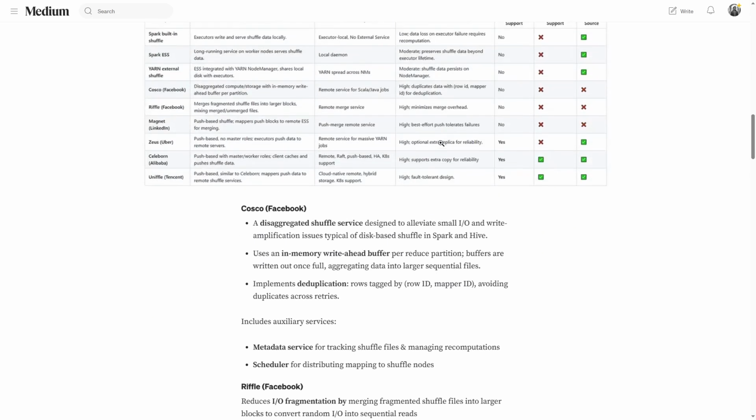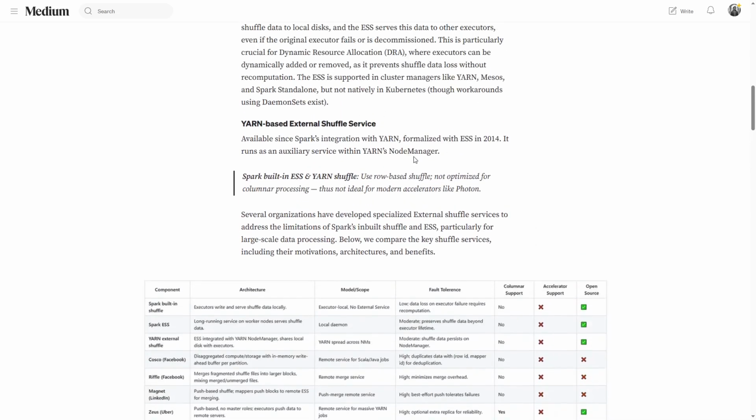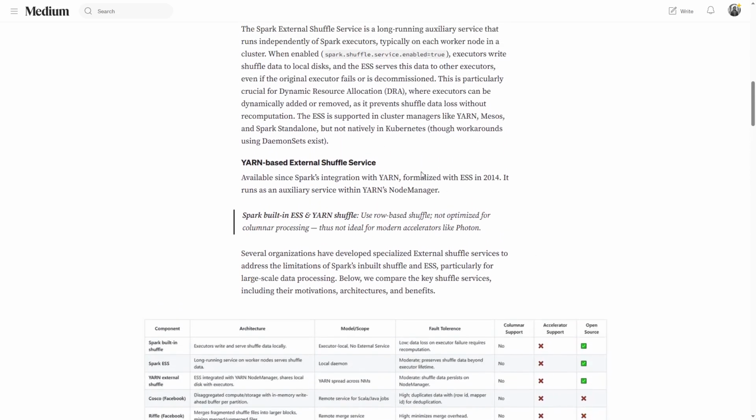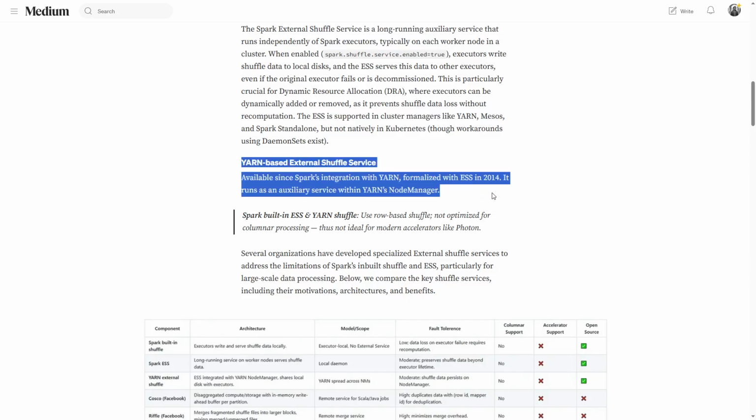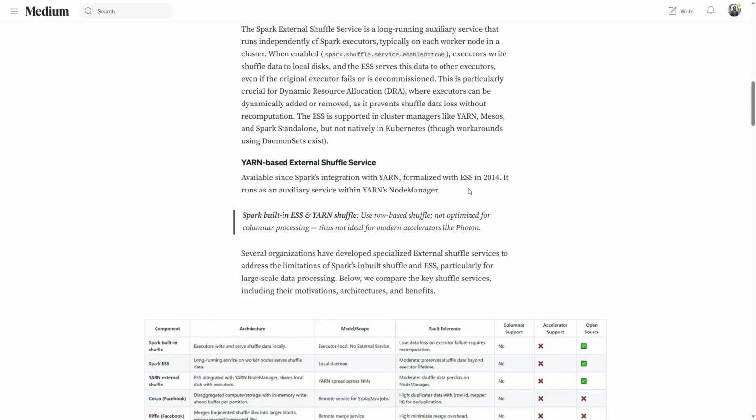Then there was this, from Spark's external service. Then there were certain shuffle services built. For example, there is a Yarn-based shuffle service as well that can be used, but it was formalized with ESS in 2014, and it runs an auxiliary service on Yarn's node manager.